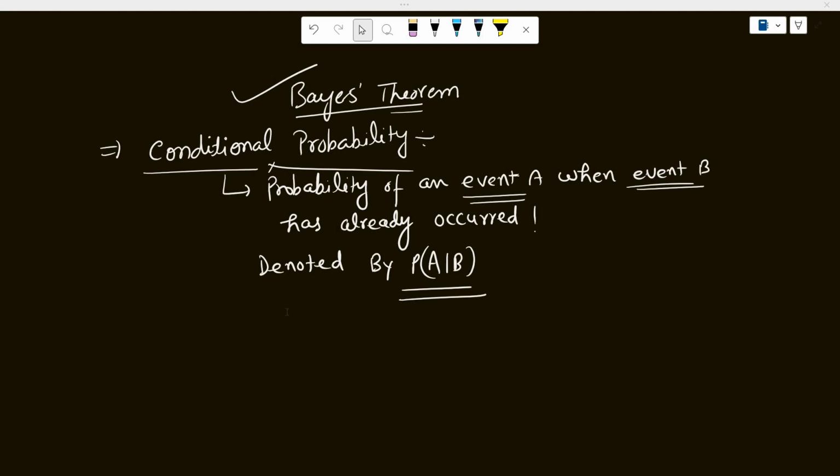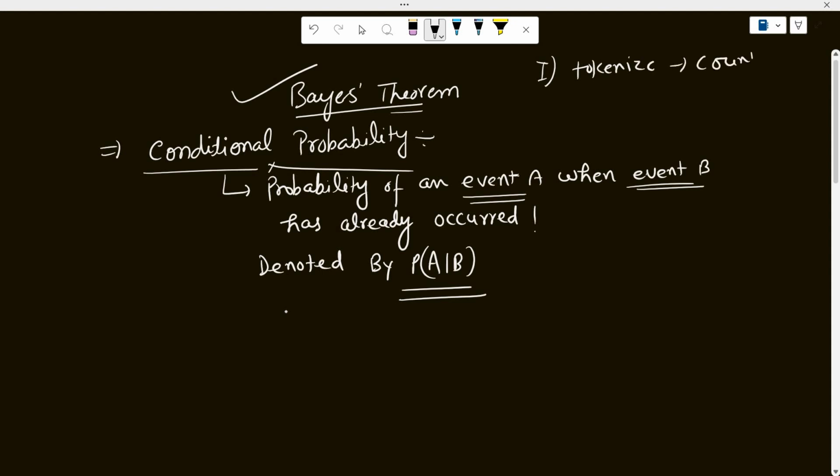Hello, friends. Welcome back. So, till now we have seen two things. One is how we can tokenize using the count vectorizer, and the other one was tokenization based on the TF-IDF, which means term frequency and inverse document frequency.